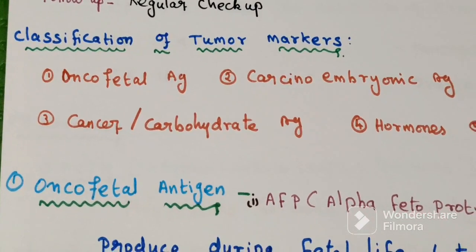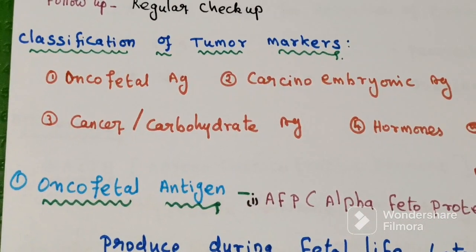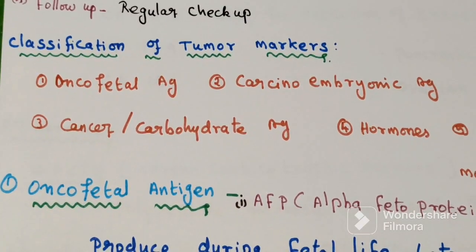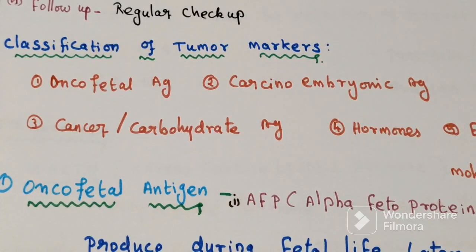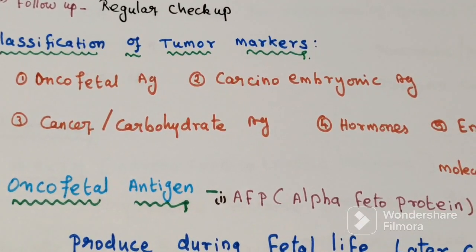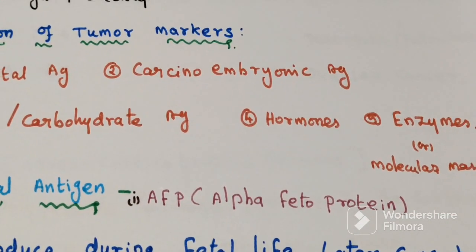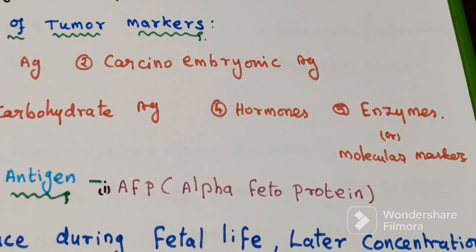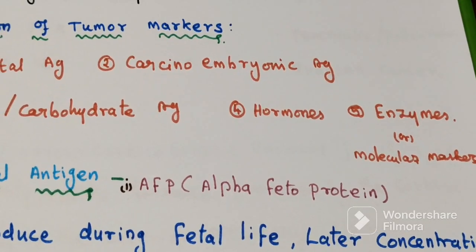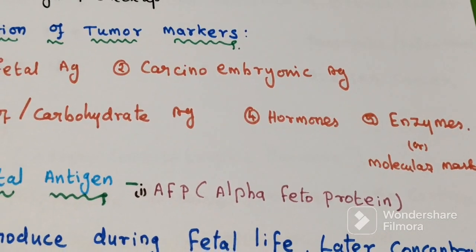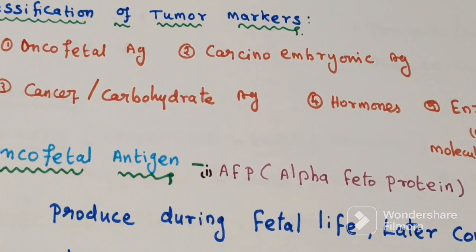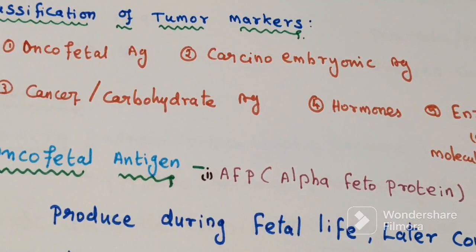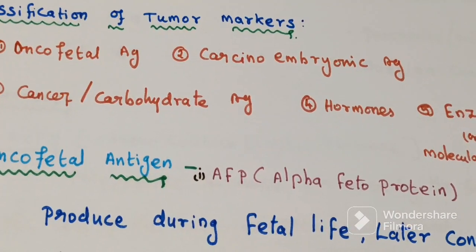Next is classification of tumor markers with examples. Tumor markers can be classified into oncofetal antigens, carcinoembryonic antigens, cancer or carbohydrate antigens, hormones, and various enzymes or other molecular markers. Coming to discuss one by one, the first one is oncofetal antigen, which includes alpha fetoprotein.